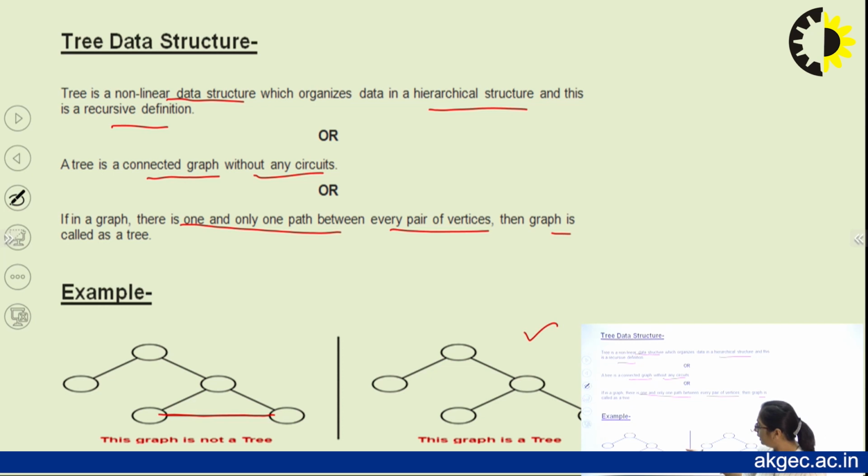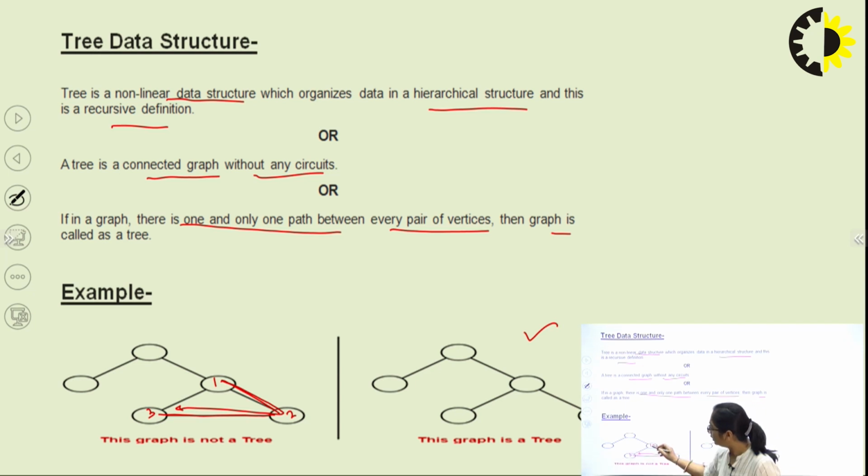Here in this graph you can see there are two paths to go from one vertex to another. Suppose this is vertex 1, this is vertex 2 and this is vertex 3. From 1 to 3 there are two paths: directly from 1 to 3, and from 1 to 2 and then 3. If two paths exist, that means it is not a tree. If there is only one path between two nodes, we can say that this is a tree.